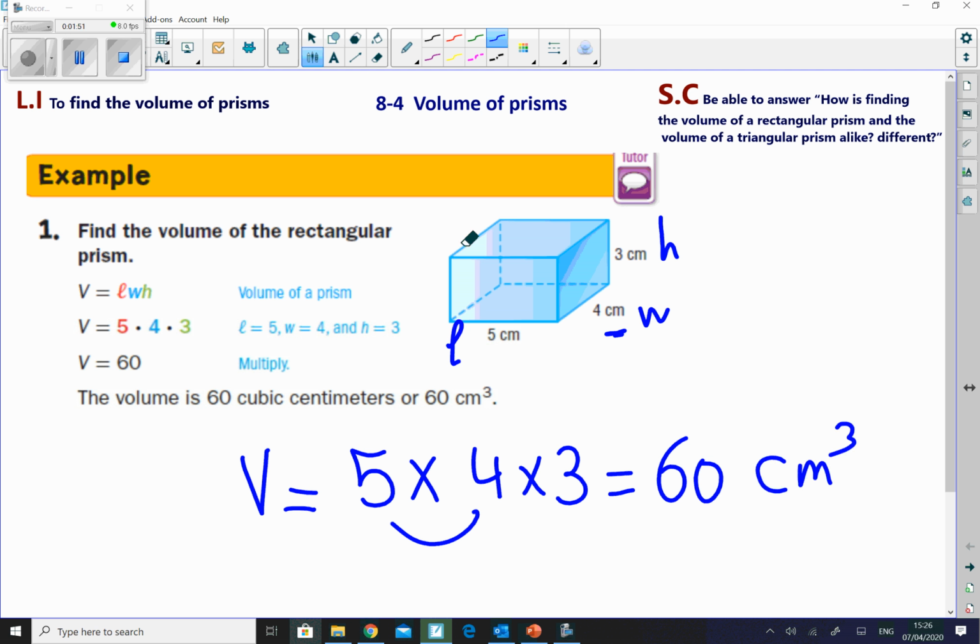That's the first part of the lesson, how to find the volume of a prism. Volume of a rectangular prism is equal to length times width times height. The three given numbers, you multiply them together, you will get the volume of the rectangular prism.